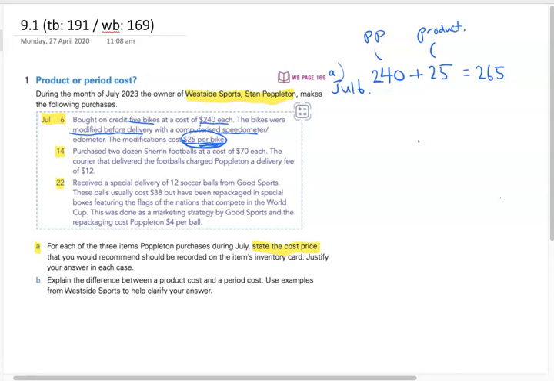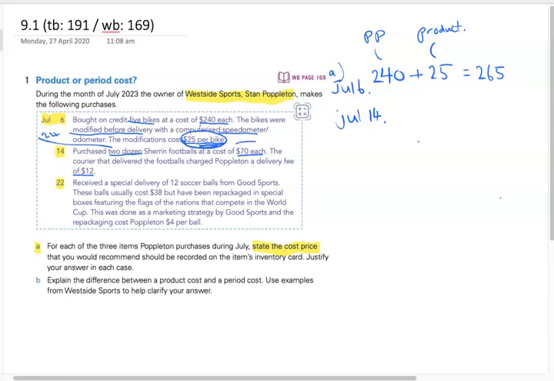If we move on to July 14, we have another question. We have purchased, in this case, 2 dozen. So for those who are a bit unsure what that is, 24 Sharon footballs at a cost of $70 each. The courier that delivered the footballs charged a delivery fee of $12. So, what was the purchase price per football?